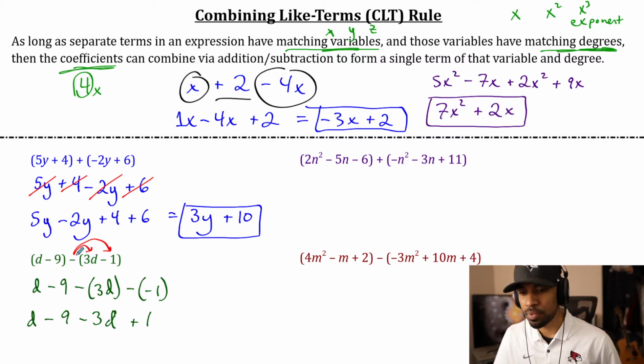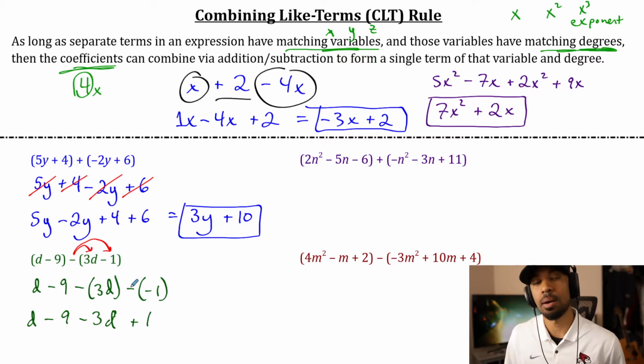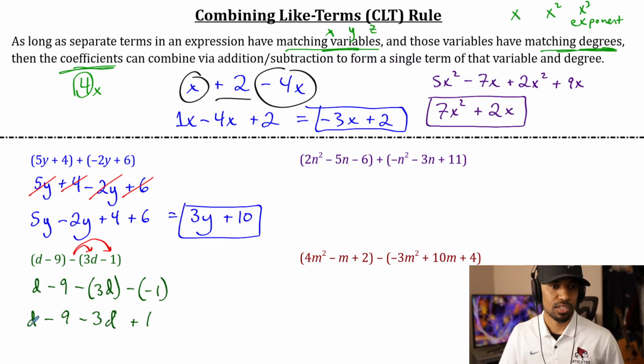This was a positive 3d. When I subtract it, it's now a minus 3d. This was a minus 1. When I subtract it, it now becomes a plus 1. You swap all the signs in the set that's being subtracted. That's all. Okay, let's see if we can make sense of this.